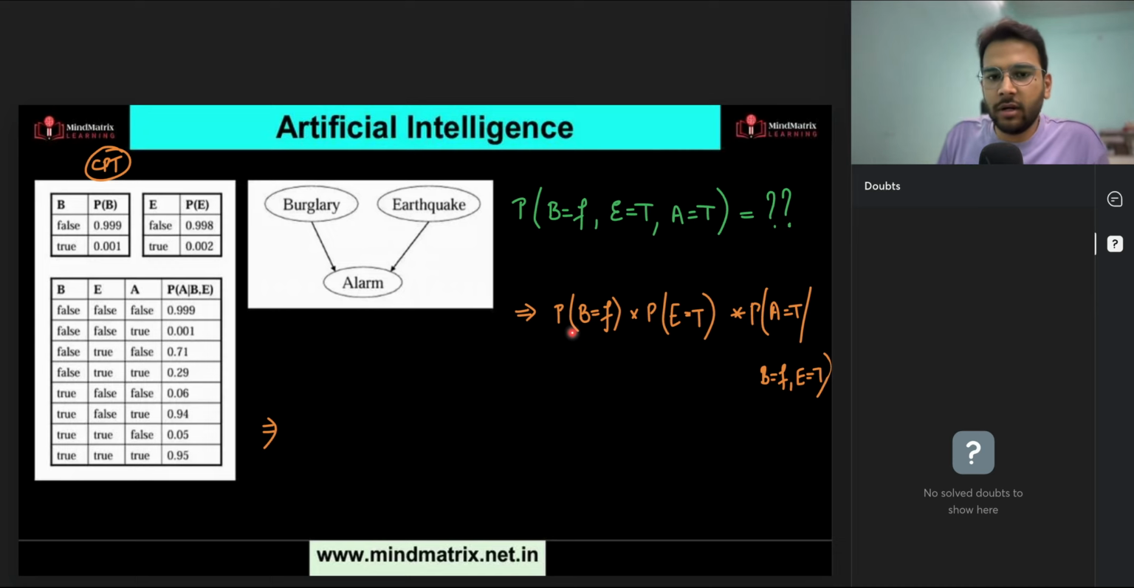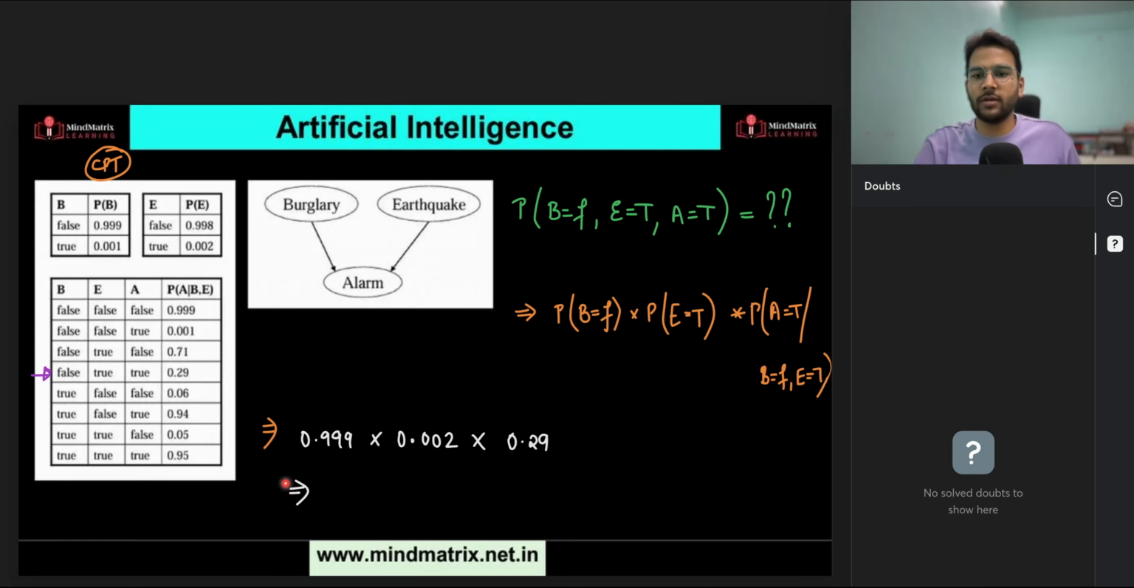What is the probability that burglary is false, that means no burglary has happened? That is 0.999. What is the probability of earthquake is true? That is 0.02. Multiply. What is the probability of alarm setting off given that burglary is false and earthquake is true? Burglary is false, earthquake is true, this case, the fourth row. It is going to be 0.29. Now if you solve this, that will give you the answer.